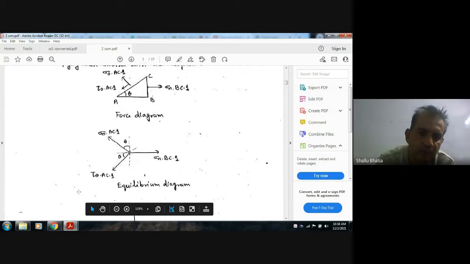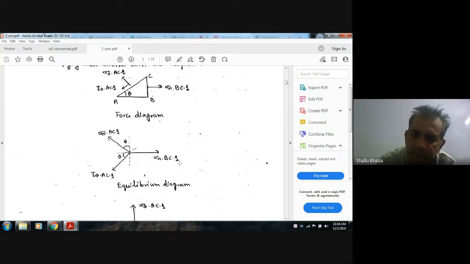Now we replace ABC block as a point. Okay, then we can obtain the equilibrium diagram. So sigma x BC into one will be acting in a positive direction, and sigma theta AC into one will be acting at an angle theta in the y direction, and tau theta AC into one will be acting at an angle theta in the negative x direction.